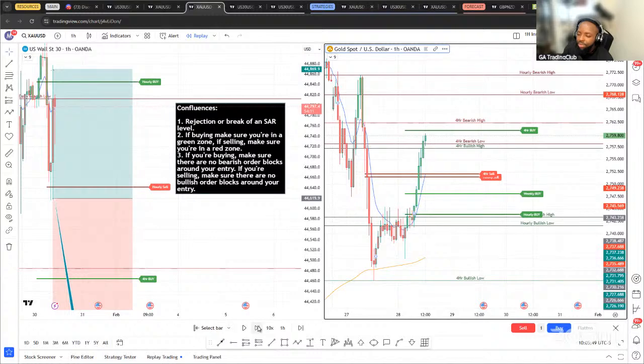CPI and NFP, I don't mind those, but FOMC is pretty tricky, especially for this SAR rejection. And I think also in general for any strategy, when you have those major news event days, you probably want to sit them out because price does not always respect all strategies, but it's pretty much up to you.